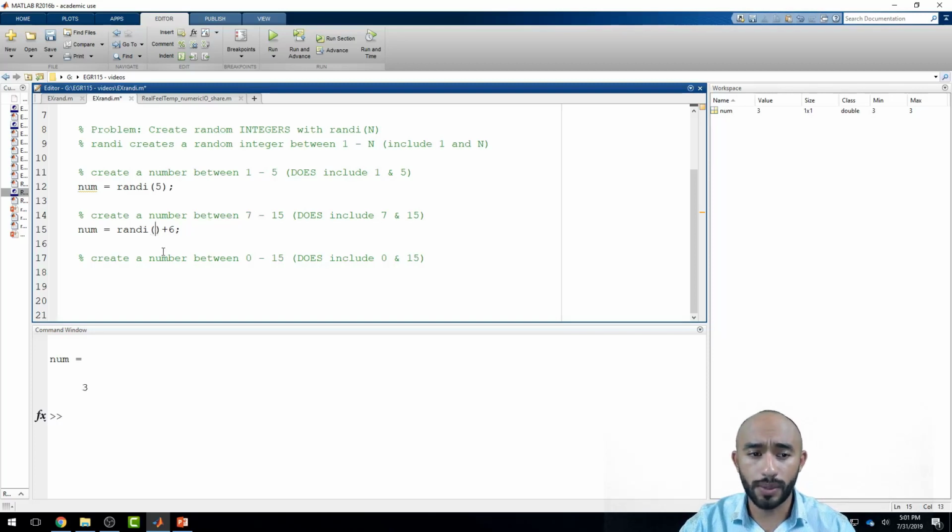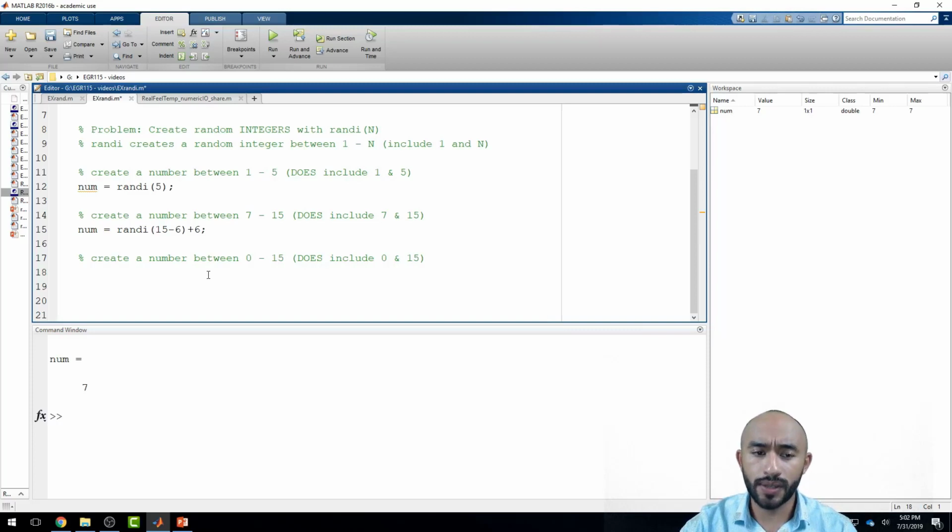Now, what do we need to specify within parentheses? What is the highest possible value out of this command so that if I add 6, I'm going to obtain 15, the top of my range? So basically, the top of your range minus the 6 that you're adding outside is going to give you the highest possible value of your range. Testing it out, you get to see that the random values that we generate are going to be between 7 and 15, including the 7 and including the 15 as well.